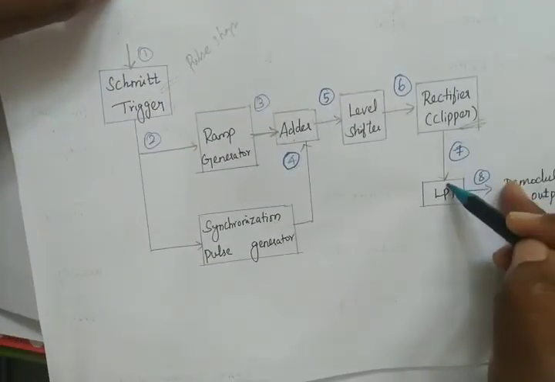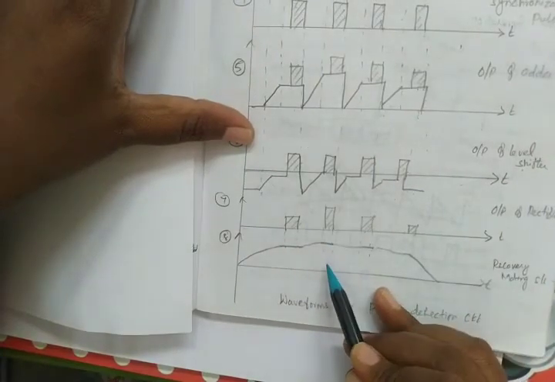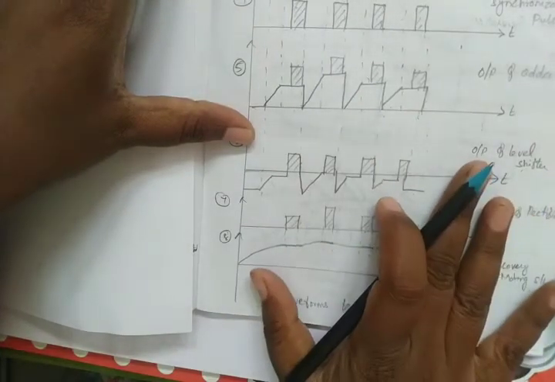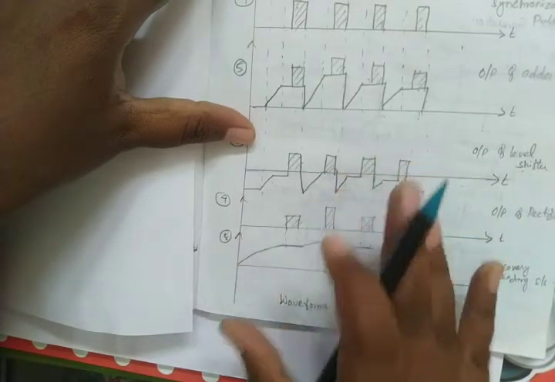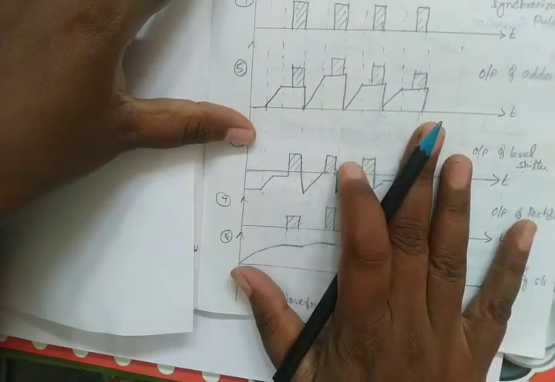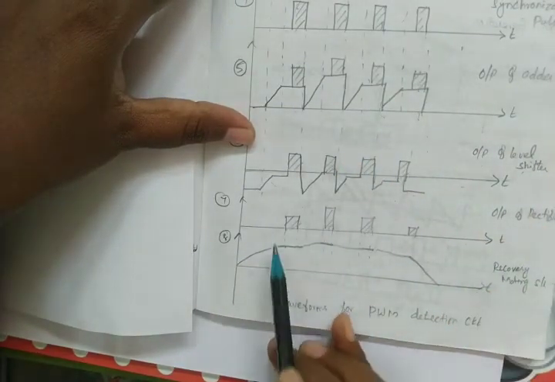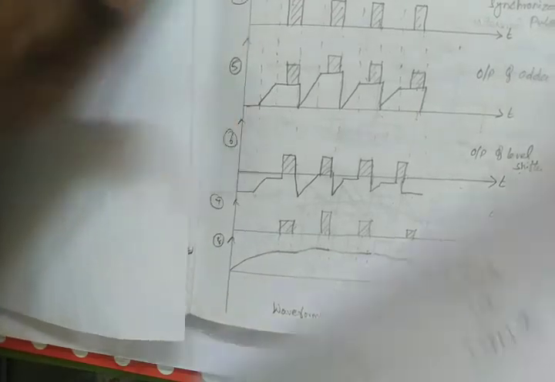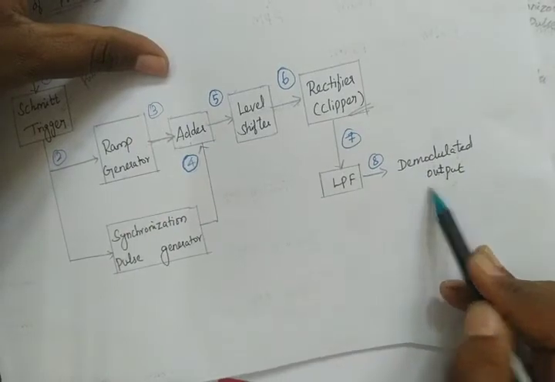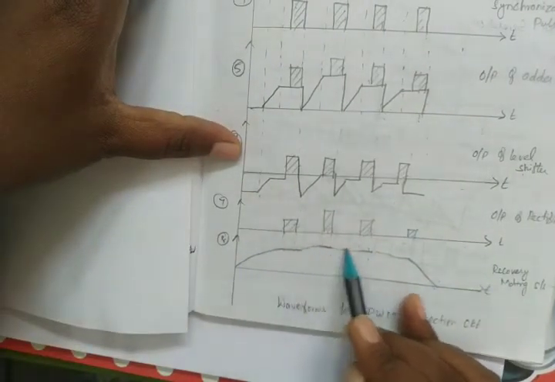Then this output is given to the low pass filter. Now what is the function of a low pass filter? This low pass filter will allow only the low frequency of the signal, and the high frequency signal will be blocked by this low pass filter. It will be filtered, so only the low frequency signal will be allowed. So finally we will get the signal like this, that is our demodulated output, but actually this is not in the proper shape.